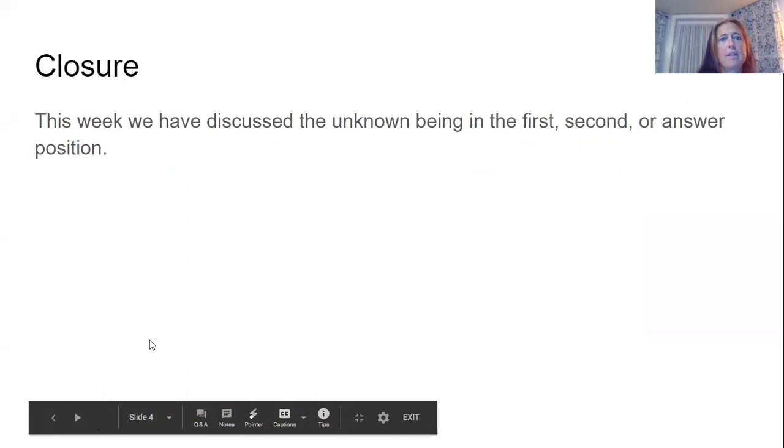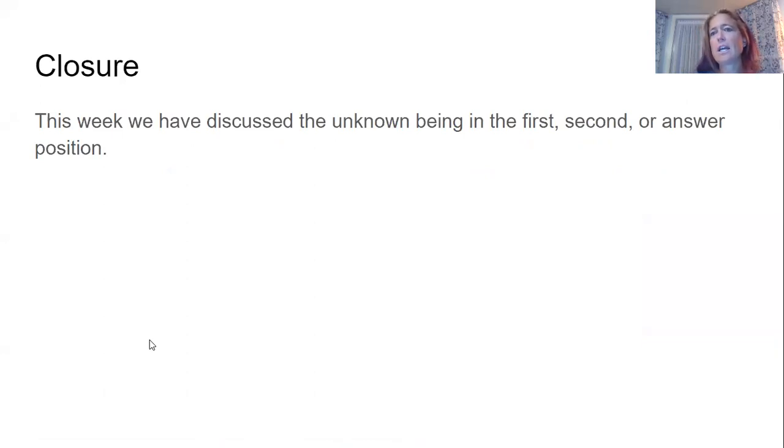All right. This week we have discussed the unknown being in the first, the second, or answer position. Okay, so normally when we're doing an addition or subtraction problem, the answer is our unknown. But sometimes our unknown can be the first number or the second number.